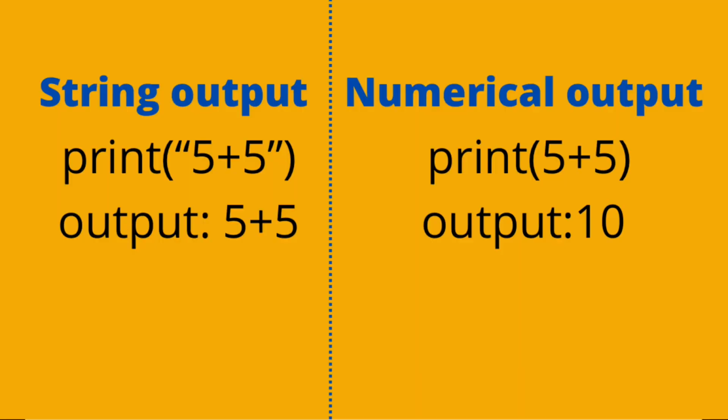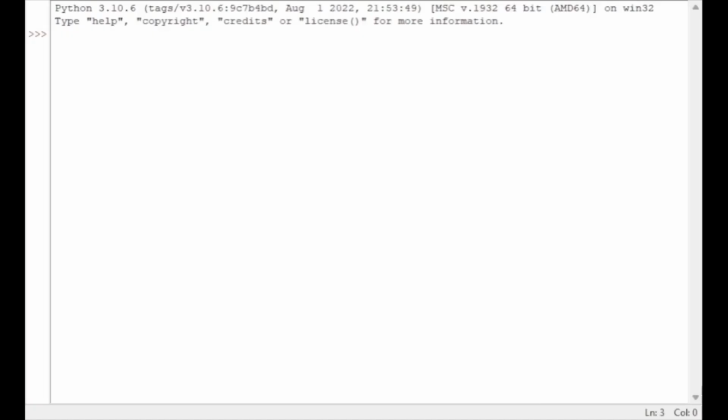When you use a number in a Python program, you do not need to use quotation marks, as numbers are already defined. Now let's do a simple math problem in Python using the arithmetic operators. In the Python shell, if you type print 5 plus 5, and then press enter, the output is 10.